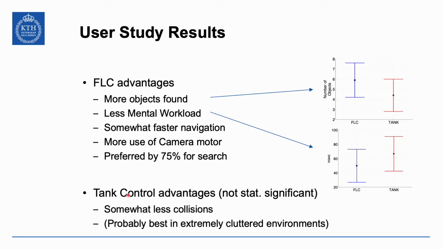Tank control advantages were actually not found statistically significant, but the kind of advantages that we could still see, though very small, were that there were somewhat fewer collisions. This was what we expected, since we're hiding the orientation of the main robot body. So again, tank control is probably the best option if you're moving in extremely cluttered environments.